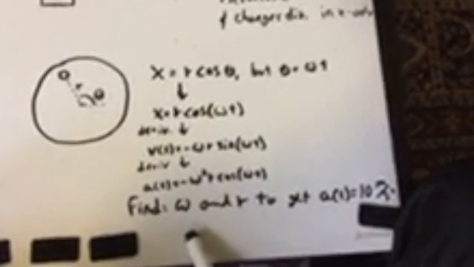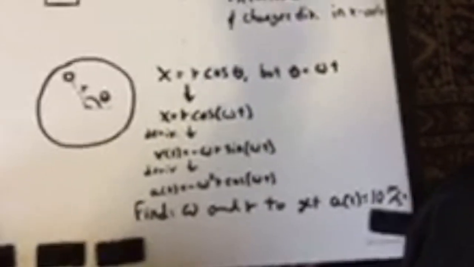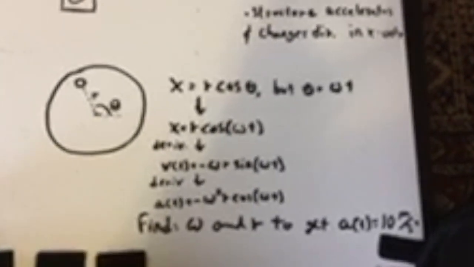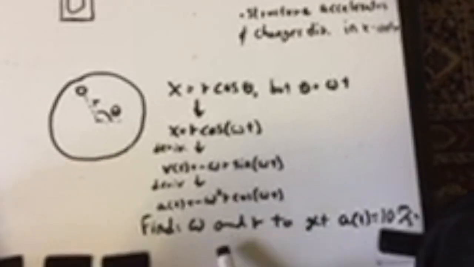Therefore, we have two factors that we can control in order to get the acceleration to equal 10 meters per second squared, which is what we decided to try to shoot for when determining how to calculate and what to change in order to get W and R.